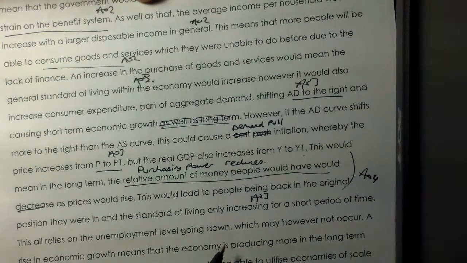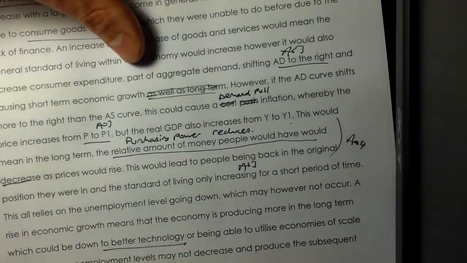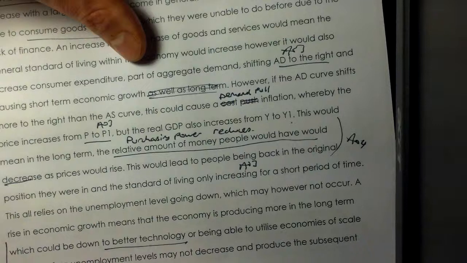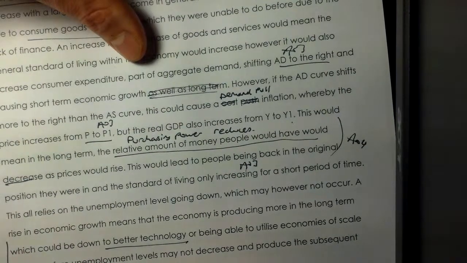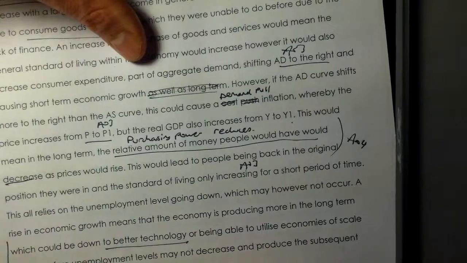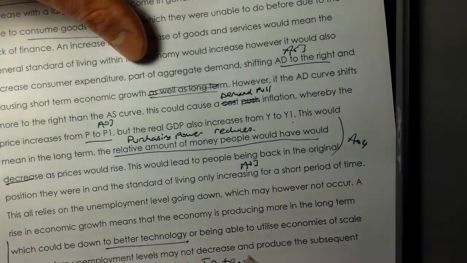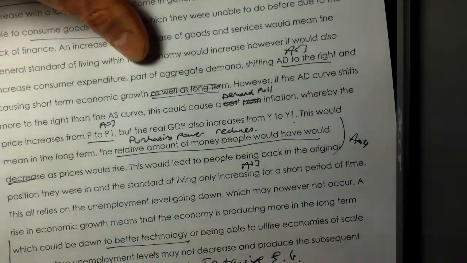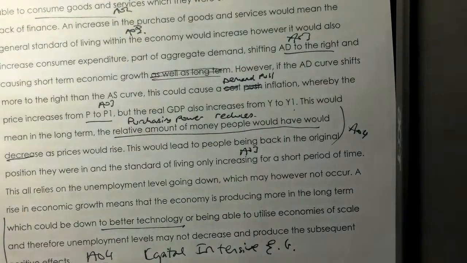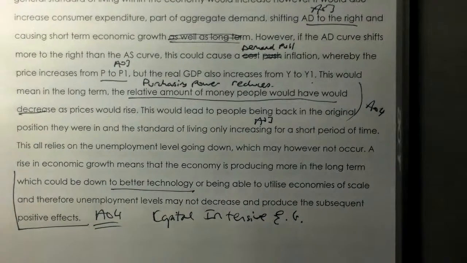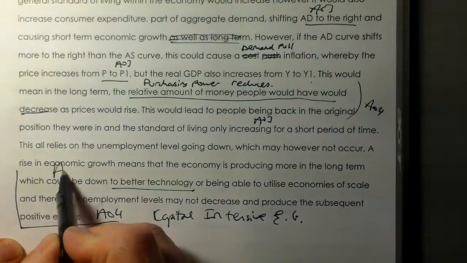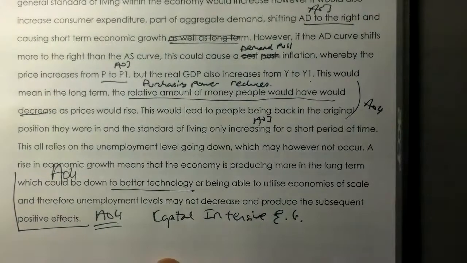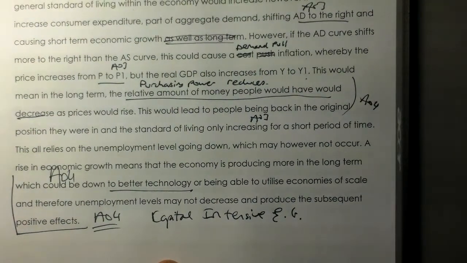This all relies on the unemployment level going down, which may however not occur. A rise in economic growth that means the economy is producing more in the long term, which could be down to better technology or being able to utilise economies of scale, and therefore unemployment levels may not decrease. That's a nice AO4 point in terms of it being what we call capital intensive production, or capital intensive economic growth. So that would improve that a little bit, but that's some good application to a bit of evaluation there on what the growth depends upon. So we've got quite a balanced argument so far.